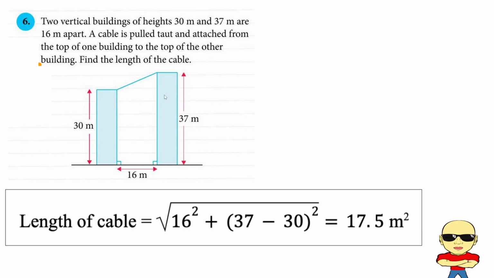Therefore, using Pythagoras theorem, the length of the cable squared is 16 squared plus 7 squared. So to find the length, we square root it. We get 17.5 meters.